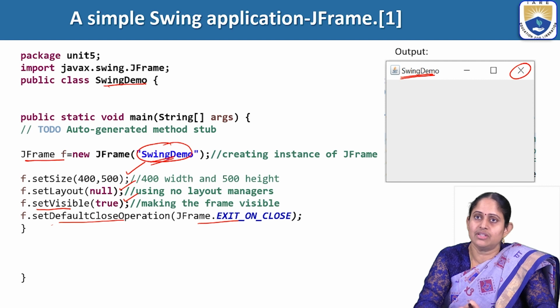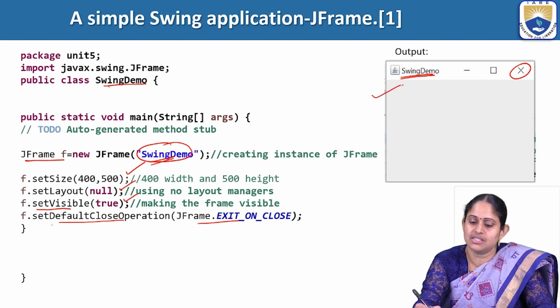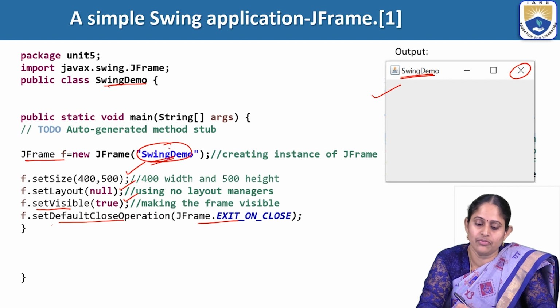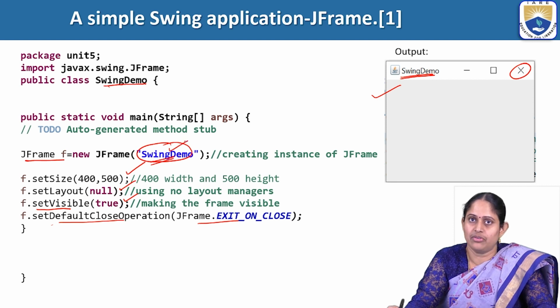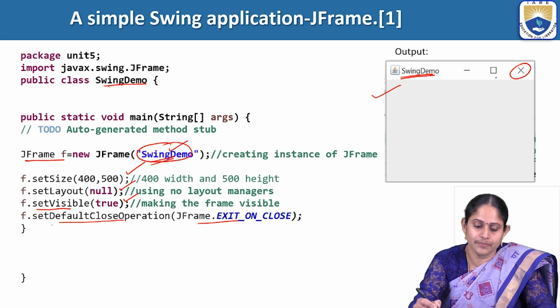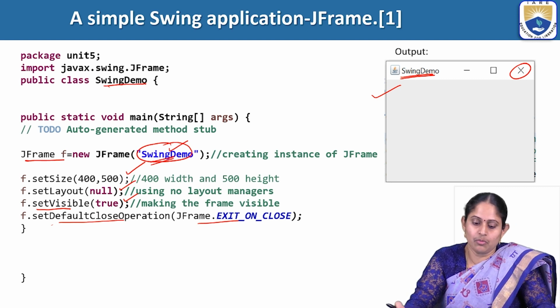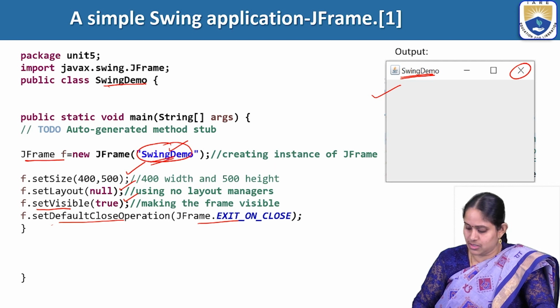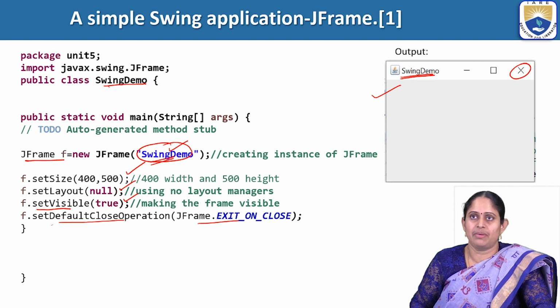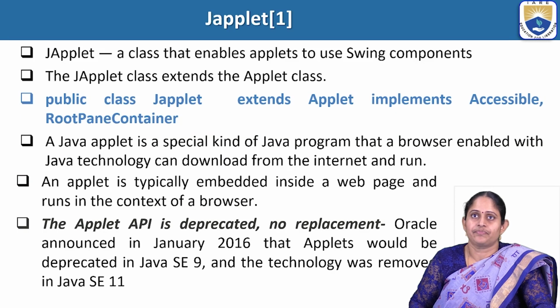So once we execute this program, we get this output. This is the output which we receive. So we have the title given as SwingDemo, which is created at the time of object creation, and we have defined some size, and what operation has to be done once it is closed. So this is a basic Swing application of JFrame.